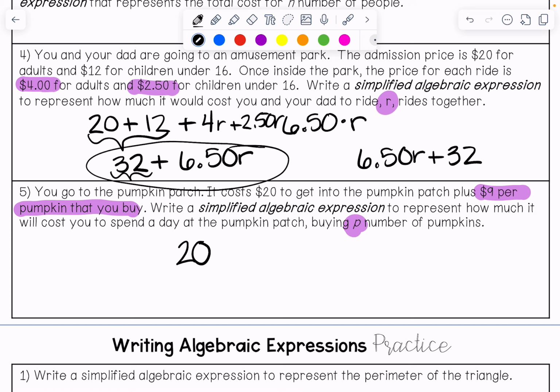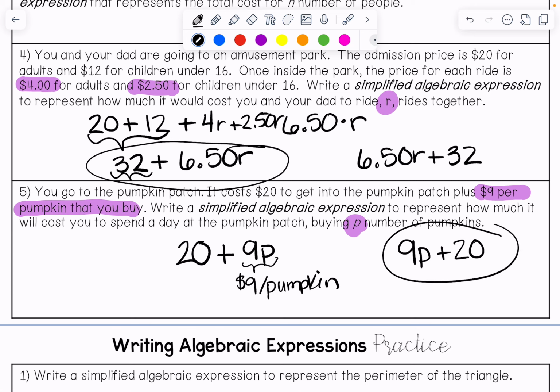So we've already spent $20, but now we want to think, how can we represent that $9 per pumpkin? Well, if P is the number of pumpkins, we can represent that by 9P. So 9P is representing $9 per pumpkin. This is a rate. And so we have 9P plus 20 would be our simplified algebraic expression.